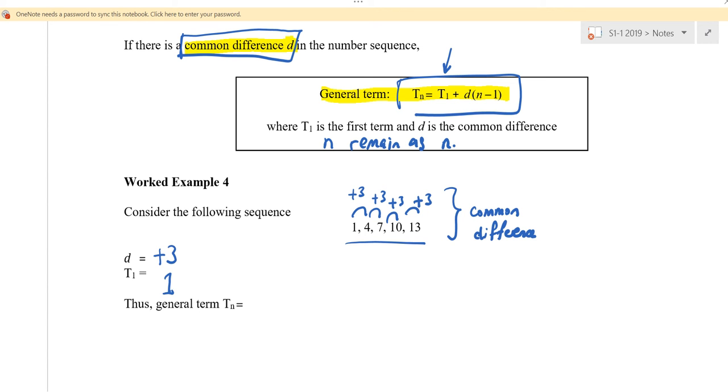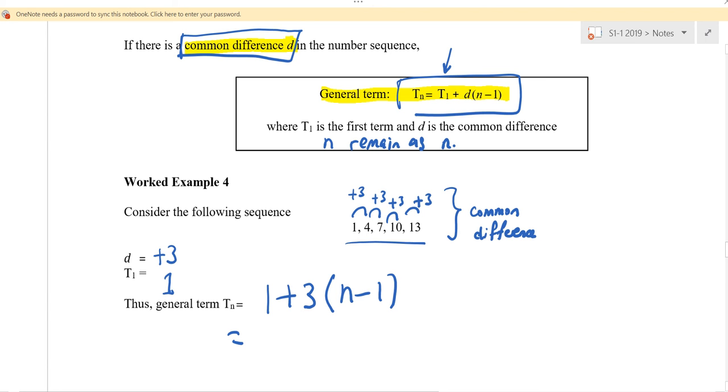Plus D. Is there a number to replace D? 3. So 1 plus 3 bracket. Complete the sentence. Do you replace anything with N? No. So what do you write? N minus 1.